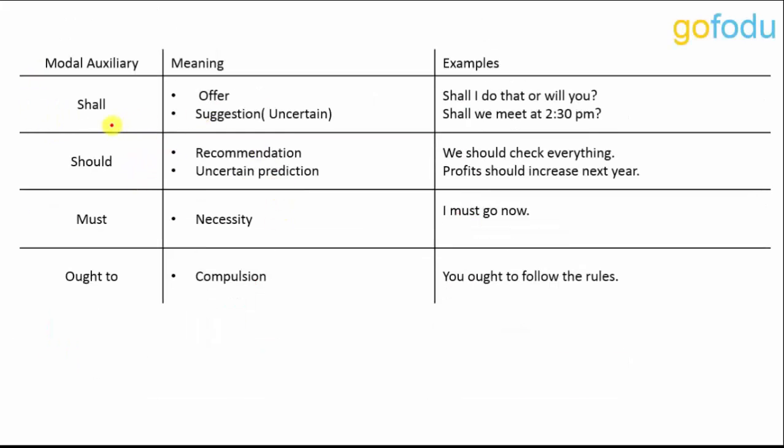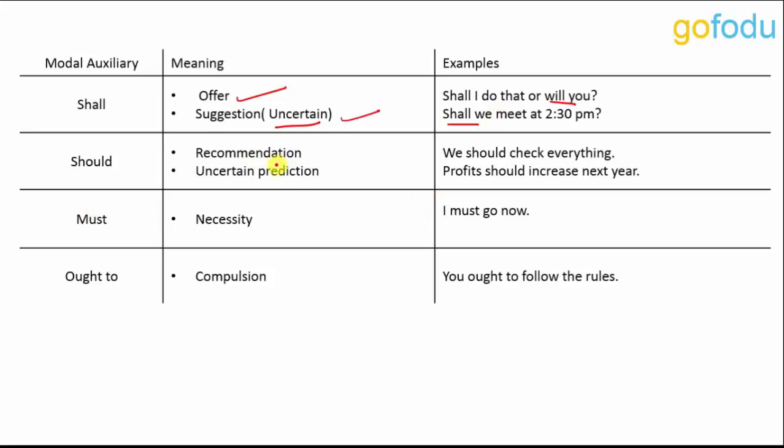Shall or should. Shall is used when there is an offer or suggestion and it is uncertain. That means it's not confirmed. It's a possibility. Shall I do it or will you? Shall we meet at 2:30 p.m.? Like, it's not confirmed. Shall we meet? I'm not saying will we meet or should we meet. It's a shall. It's uncertain.